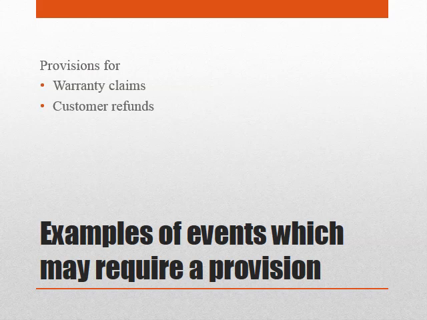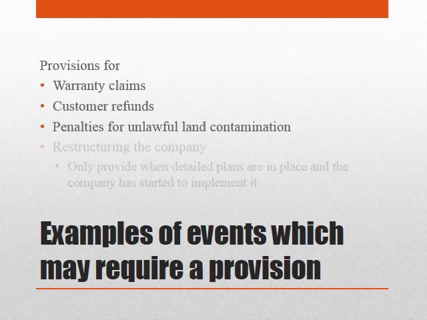It's a similar thing with customer refunds at the year end. We might expect a certain percentage, say, but we don't know exactly how much might be refunded. A third example might be a provision for penalties for, say, unlawful land contamination. We might know that we're going to incur a penalty, but at the date the accounts are being prepared, we might not know the amount.